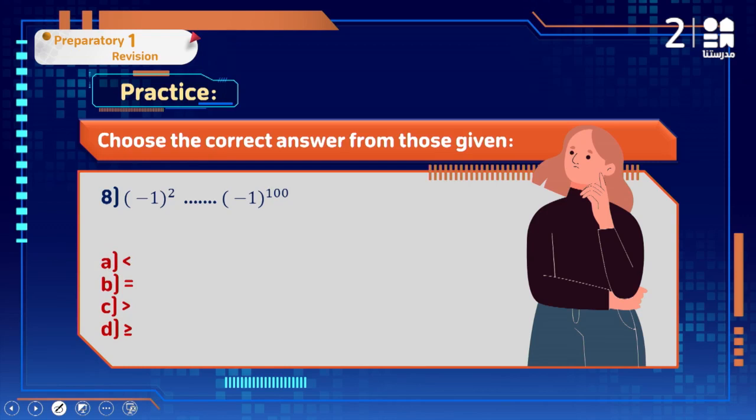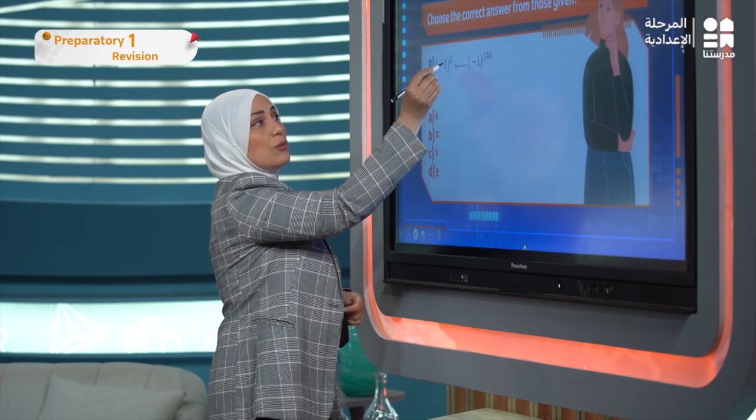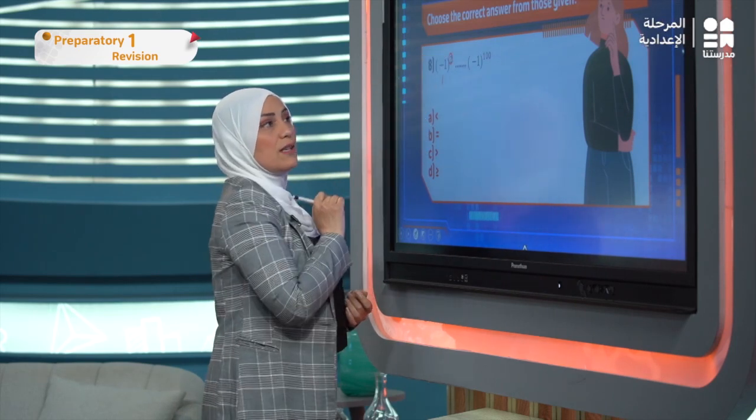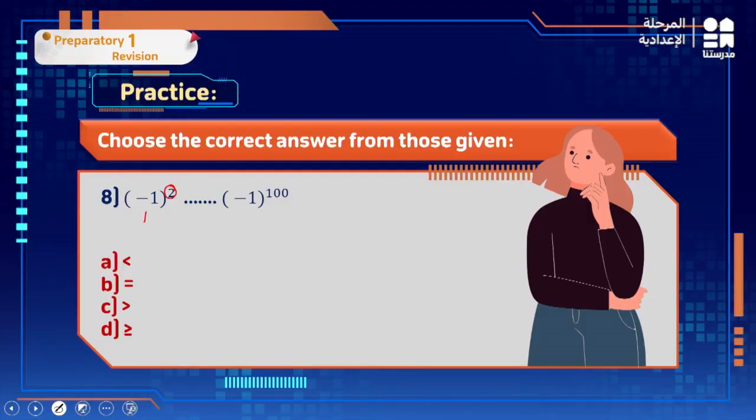Number 8, also I need to compare to put correct sign. Okay, here negative 1 to the power of 2, which is 1. And why? Because 2 is even number. And negative 1 to the power of 100. 100 is also even. So it is 1. So the correct sign is equal. Both of them are equal.